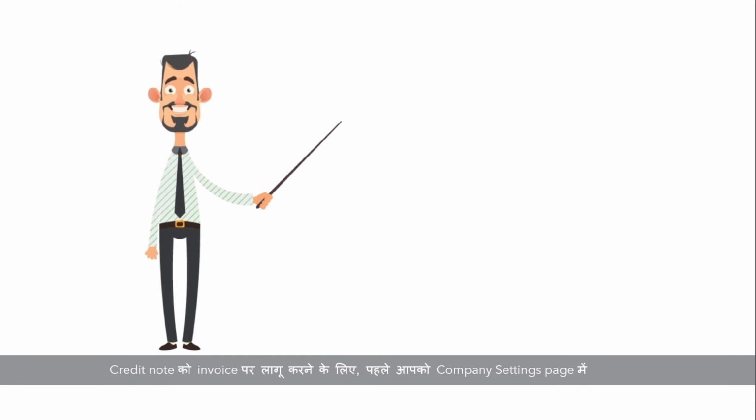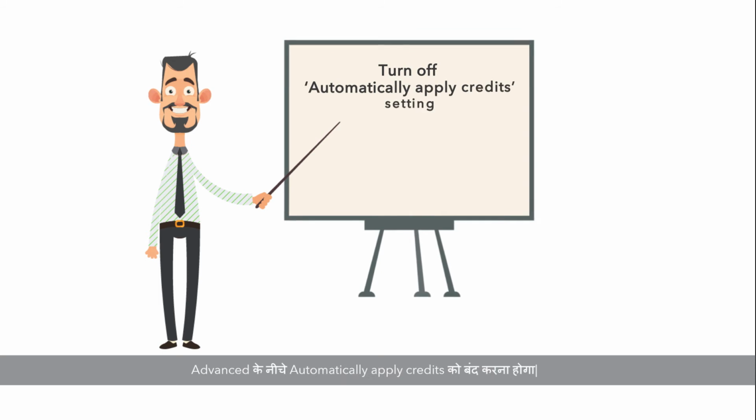Now that we created a credit note, let us see how we can apply it to an invoice. To apply a credit note to a specific invoice, you must first turn off Automatically Apply Credits under Advanced in your Company Settings page. If Automatically Apply Credits is turned on when you create a credit note for a particular customer, it will be applied automatically to the first invoice in the list of outstanding invoices.